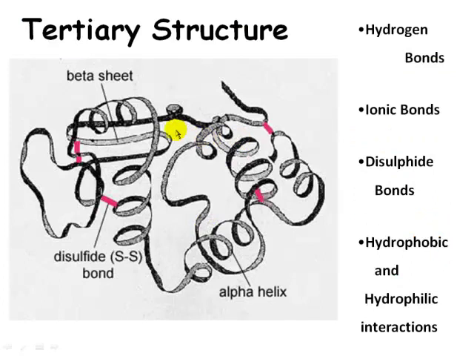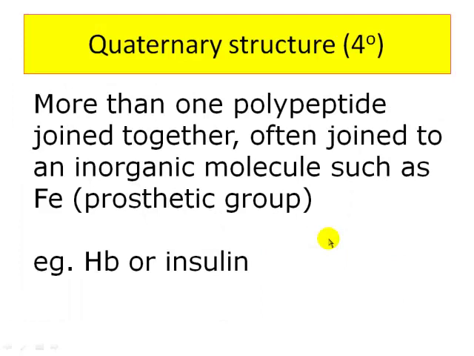Here again is the tertiary structure. Key features: they're held by hydrogen bonds. Also they've got ionic bonds, disulfide bonds, and there are, remember I talked about this earlier, hydrophobic and hydrophilic interactions. Very, very important there in membrane structures. The top level is quaternary structure. So primary was the basic sequence of amino acids, secondary alpha and beta structures, tertiary is coiling, and in quaternary structures more than one polypeptide is joined together, often joined to an inorganic molecule such as iron, and this is called a prosthetic group. And examples of molecules that are quaternary structures are hemoglobin in your blood and also insulin.